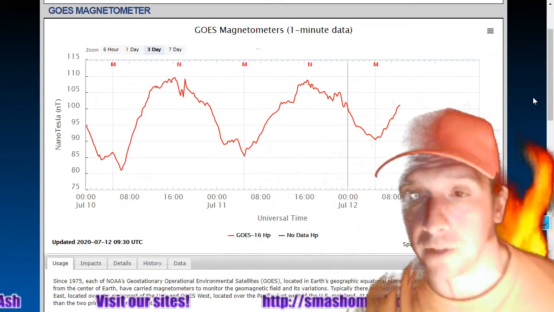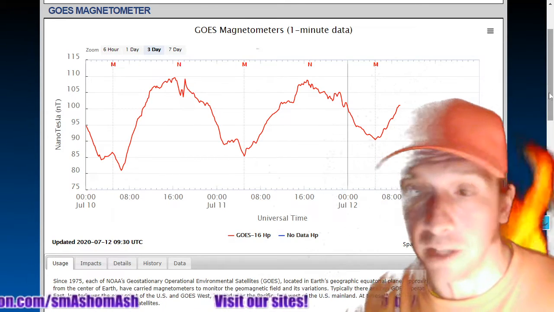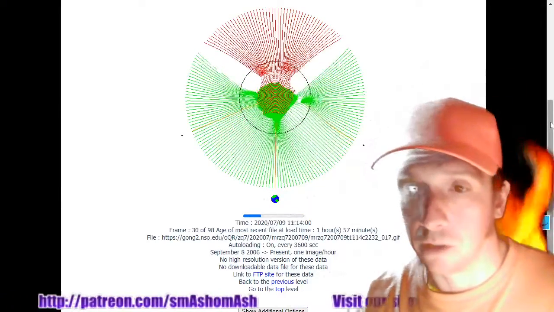GOES magnetometer. There's the readings on that. And we're just solidly in the North Pole current sheet. And the North Solar Polar Field is looking pretty strong to me. So we'll have to look at solen.info tomorrow.